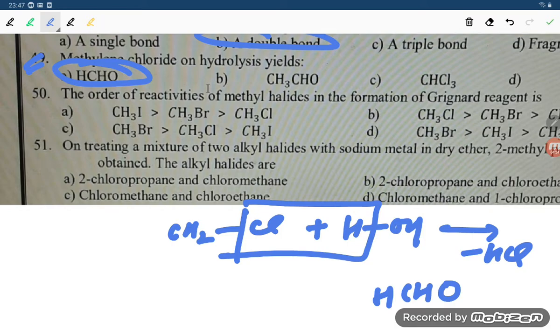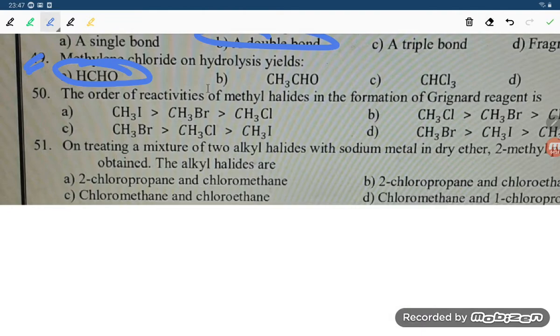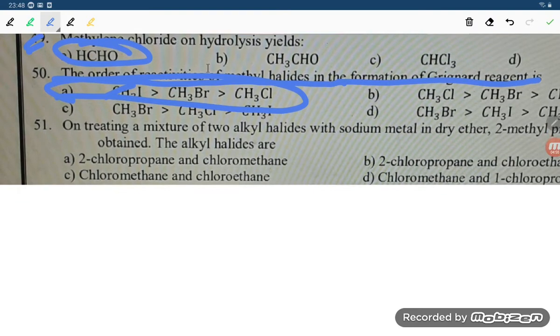Next, problem number 50. You check it out: the order of reactivity of methyl halide in the formation of Grignard reagent. We know that this will be iodomethane, bromomethane, and the larger the bond size, the more reactive. So CH3I has the largest size, so it is more reactive. The correct option will be option number A. I'm not going into detail.